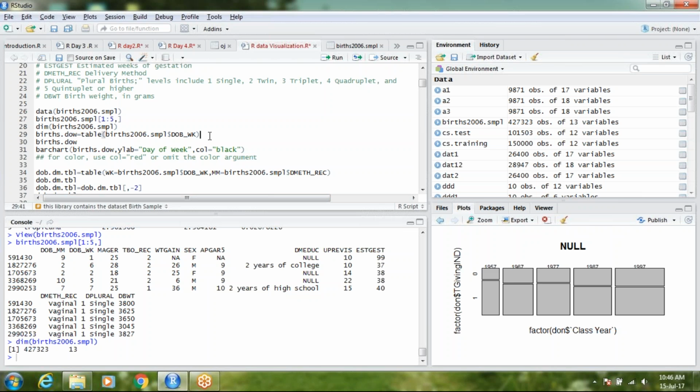One thing I want to ask you. Here I have the command. Would anyone like to guess what it would look like? This is my data set and the variable is date of birth week and I have tables. So what would be my output?